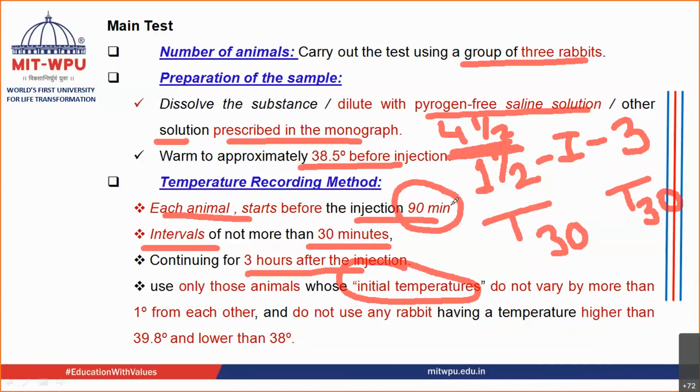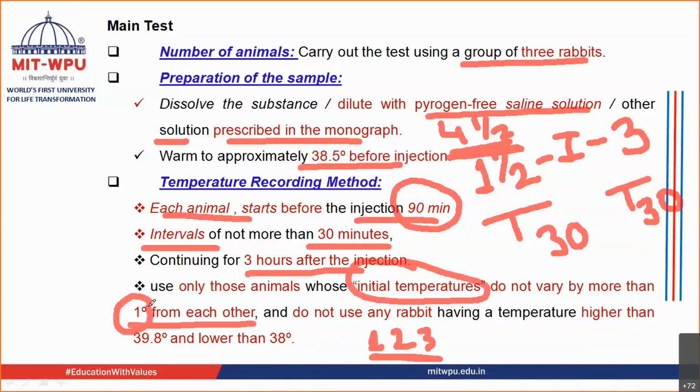Right. Moving ahead, there's one more condition. You have to use only those animals whose initial temperature, which you have taken before giving the injection, does not vary by 1 degree from each other. So there are three animals, one, 2, and 3. Each of their temperatures should not vary by 1 degree. They should have uniform temperature. All these three animals should have uniform temperature.